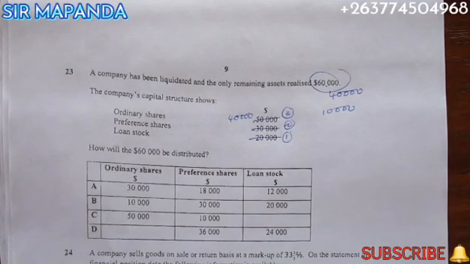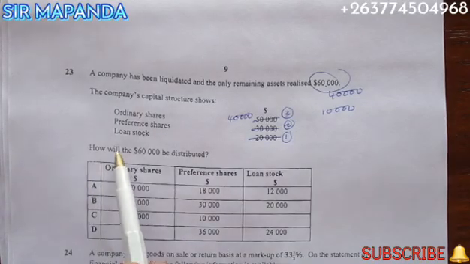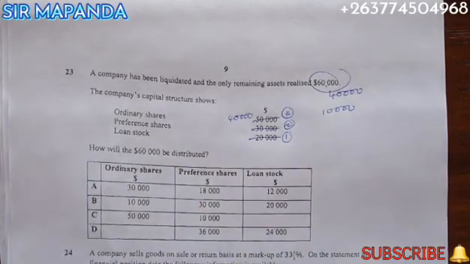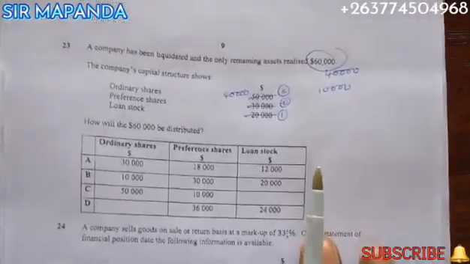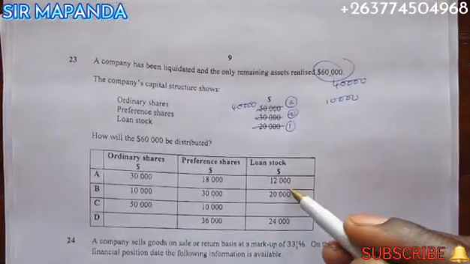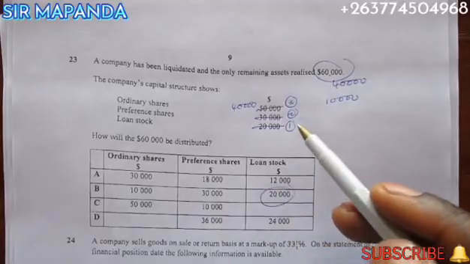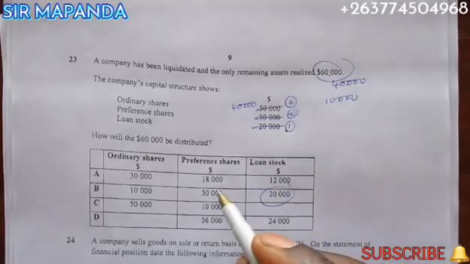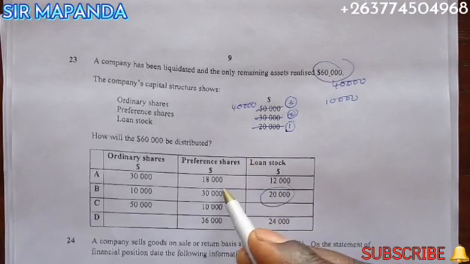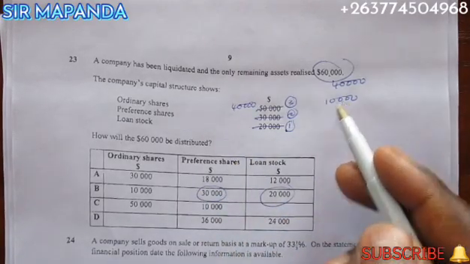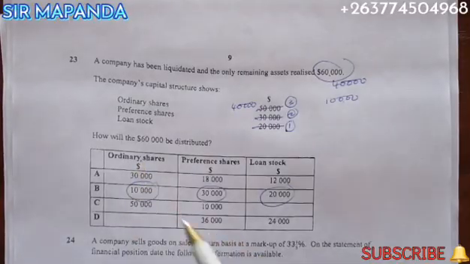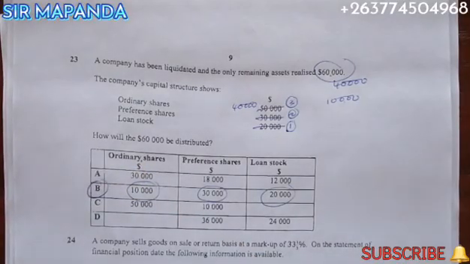So what is the answer here? How will the 60,000 be distributed? I hope you are following. So it means 20,000 is going to be given to loan stockholders in full. 30,000 here is going to be given to preference shares in full, and only 10,000 will be given to ordinary shares. So the answer is B.